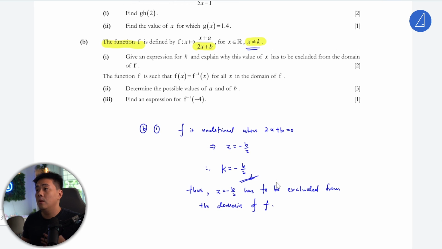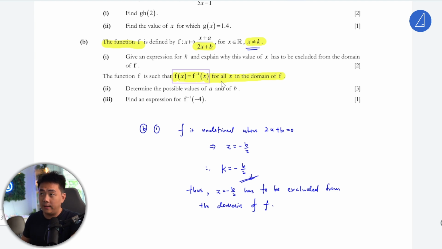Great. So let's look at part 2. Let's try to understand what's going on here. So given a function f such that f(x) is equal to f inverse of x for all values of x in the domain of f. Okay, what does this mean? Basically, this always holds true for all x, so over the entire domain, it will always hold true.